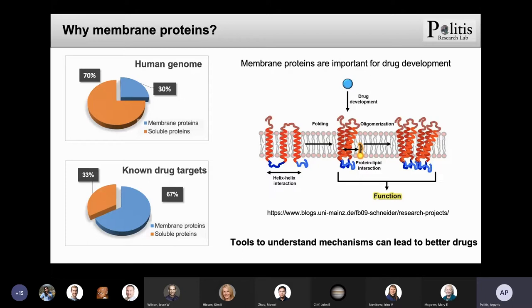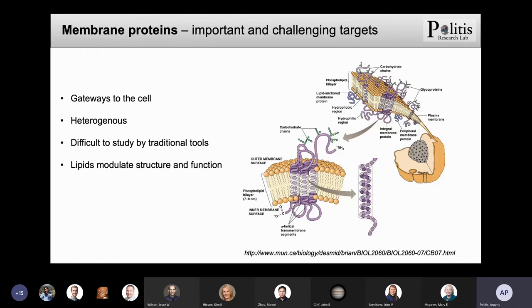So membrane proteins are important but challenging targets. They are the gateways to the cell. They are embedded into lipid bilayers, a mixture of lipids, which makes them quite a heterogeneous environment, and that way it's very difficult to study them by traditional tools. The lipids are important because they modulate the structure and function of membrane proteins. They're not just inactive, they have a role in modulating the function, and the interactions of proteins with lipids can have a significant effect on membrane protein function.